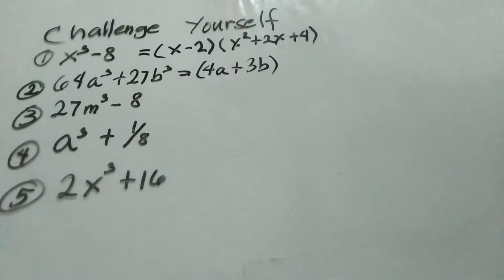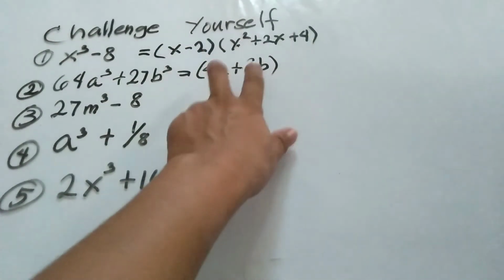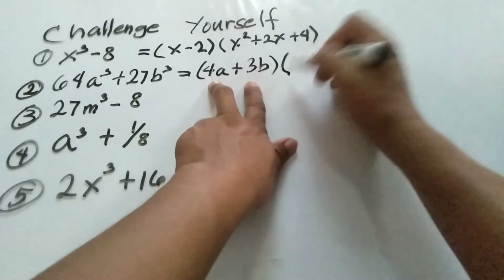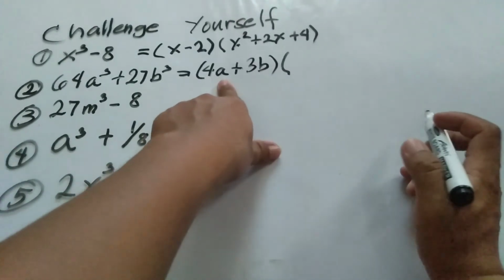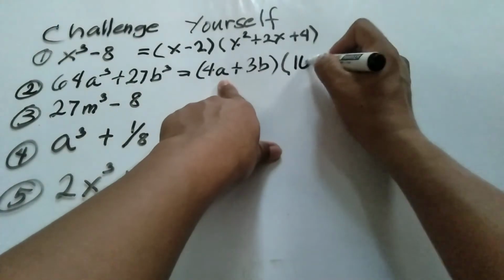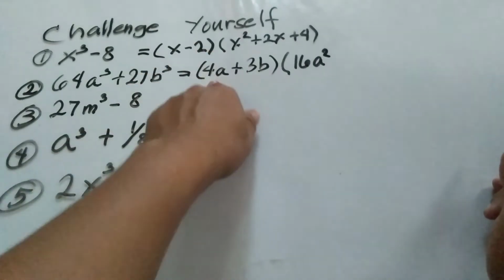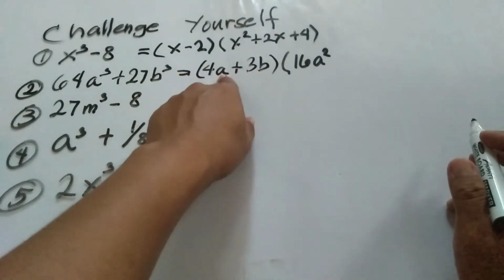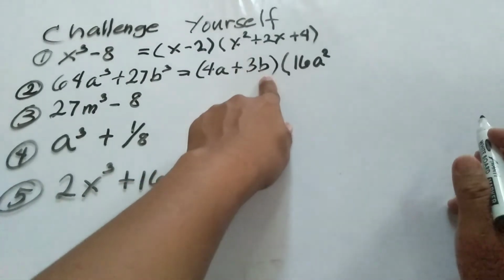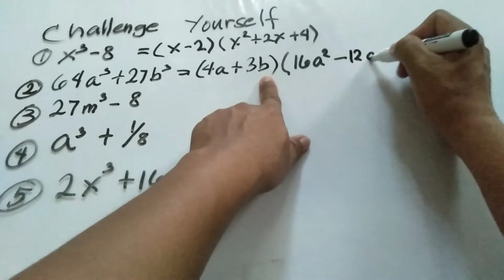Ang ating factor or yung ating cube root. Okay, next, kunin natin ang second factor based doon sa first factor natin. Square the first term, 4a, then squared natin yon. We have 16a squared. Next, first term times second term times negative 1. 4a times 3b times negative 1. That is negative 12ab.